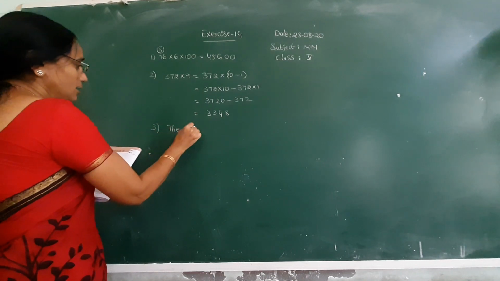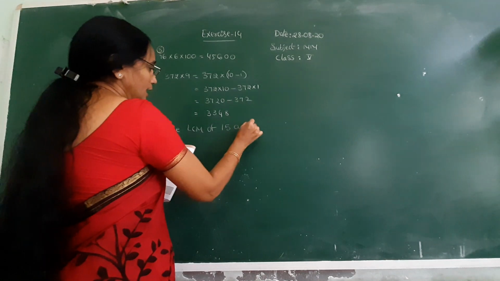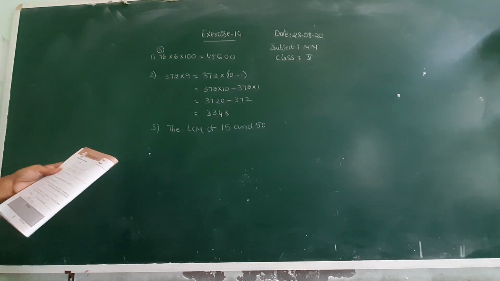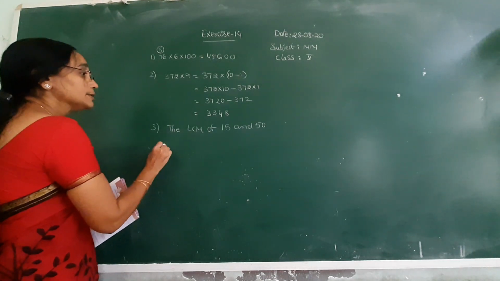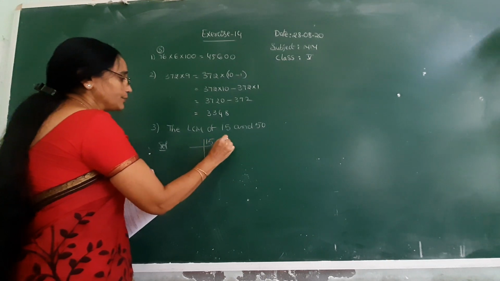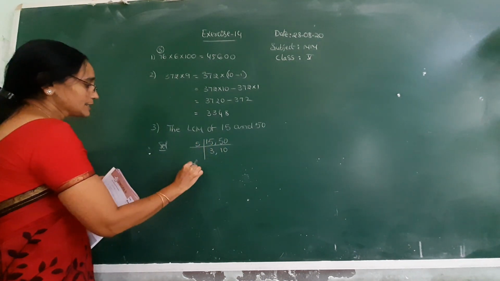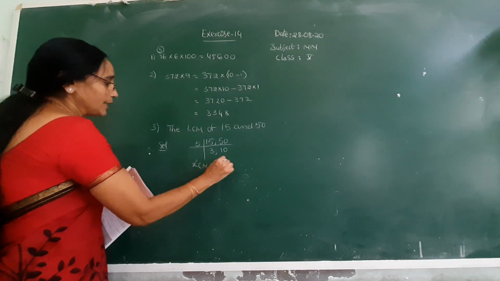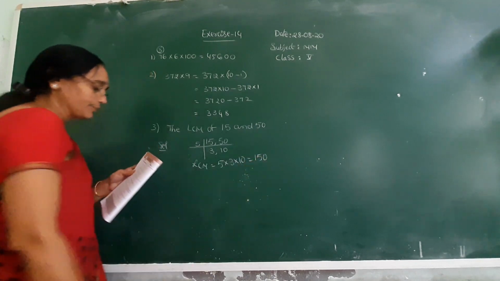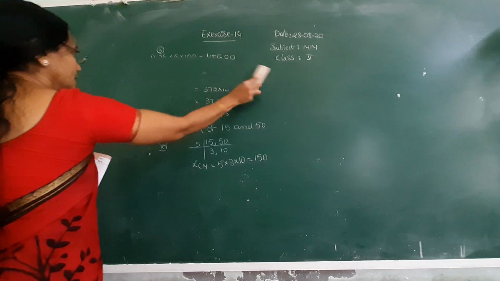See the third problem. The LCM of 15 and 50. We have to do long division with 15 and 50. It will go in the table of 5. 5 threes are 15, 5 tens are 50. So LCM is equal to 5 into 3 into 10, that is equal to 150. LCM is 150. Next they are asking to find HCF.